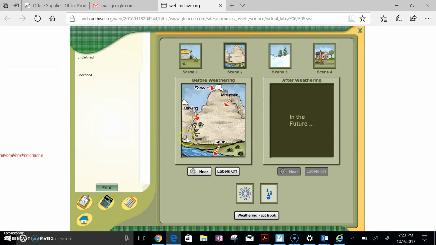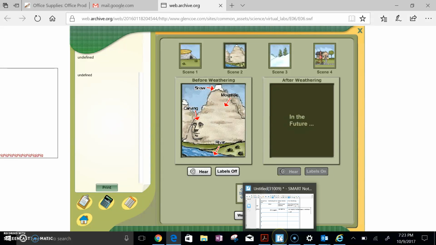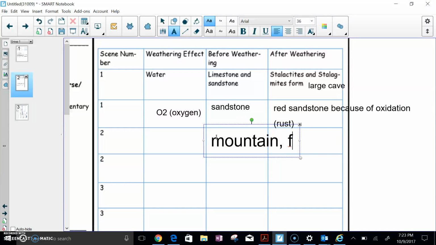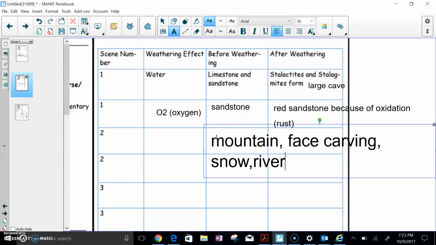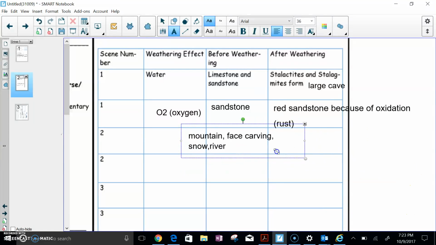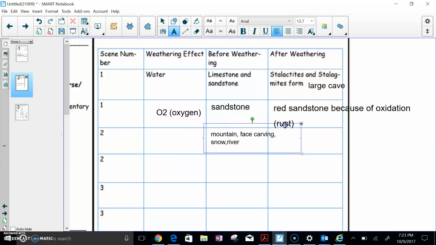So here's scene 2. We have a face on the mountain. We have snow. We have a mountain, and we have a river. So I'm going to go over to my worksheet and fill in what I have before weathering. So I have a mountain, a face carving, snow, and a river. All right. So I will make this a little smaller. I'm trying to use a different program this time so that we can see the words hopefully. Okay, so mountain, face carving, snow, and river.